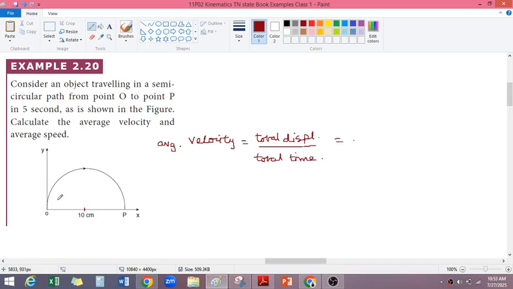So total displacement is, he has come from here to here. So that means 10 centimeter in 5 seconds. That means it will be 2 centimeter per second.